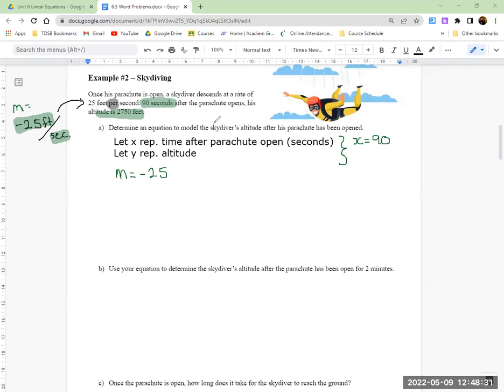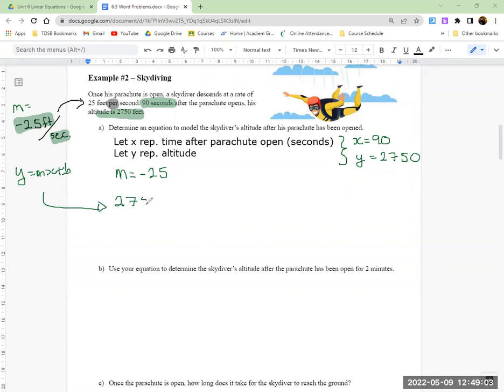Yes. They give you a circumstance. They give you a scenario, right? So pay attention to where I start and how I move. At 90 seconds, the altitude was 2750. In other words, I have m, I have x, I have y. Again, does that look familiar? Plug it in and find me an equation. So y equals, remember, mx plus b.